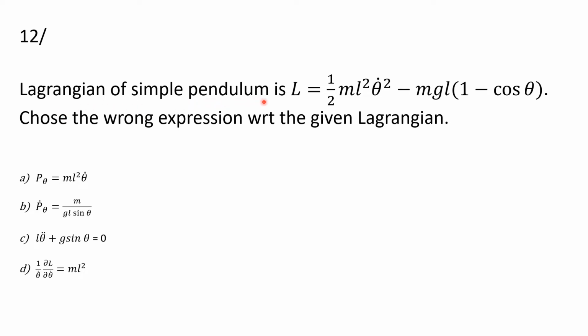Lagrangian of simple pendulum is L equal to half m l square theta dot square minus m g l (1 minus cos theta). Choose the wrong expression with respect to the given Lagrangian. And here the options you can see. So let's come to the solution.